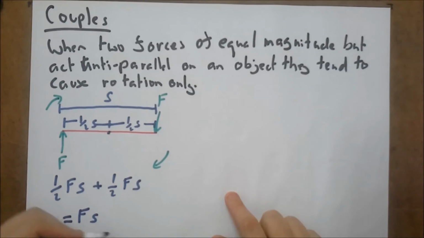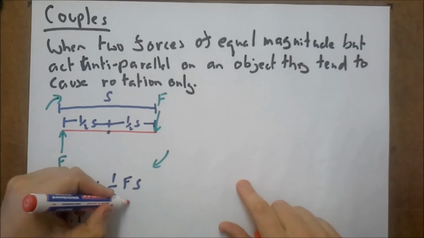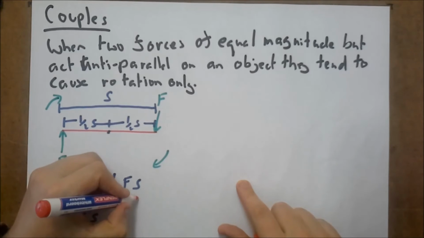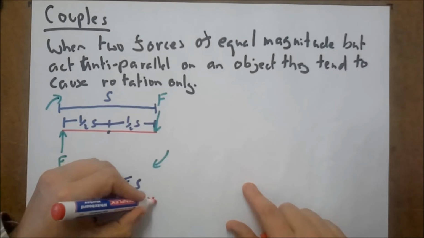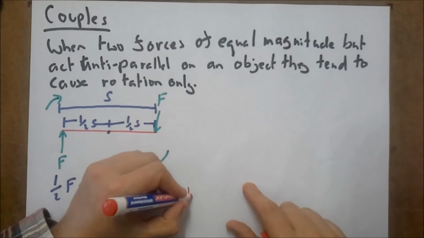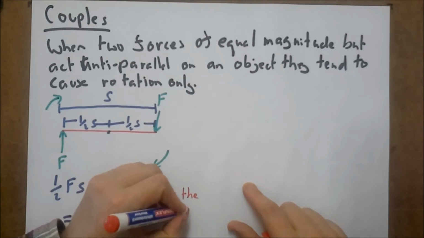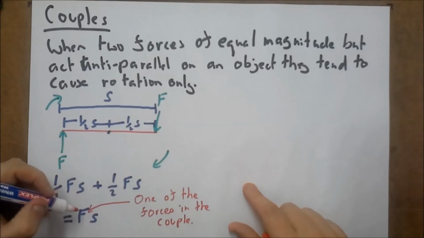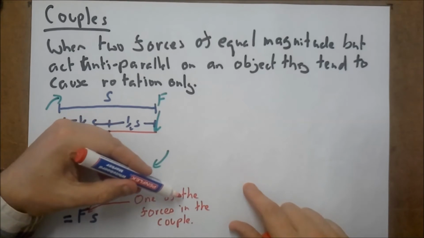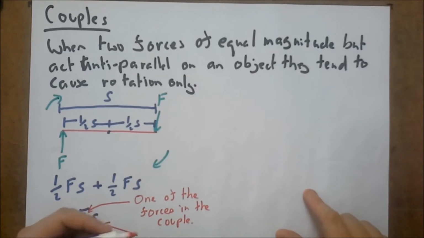So F is the magnitude of one of the forces in the couple, the size of one of the forces. S is the distance between the two forces.